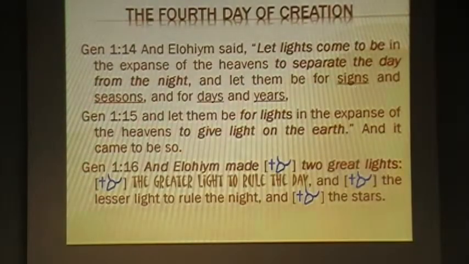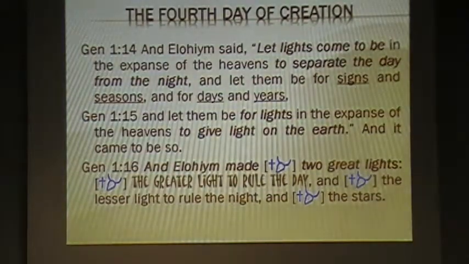So now we turn to the fourth day of creation. Genesis 1, starting at verse 14. And Elohim said, "Let lights come to be in the expanse of the heavens, to separate the day from the night." Likewise, do some research. Now, some things I didn't put for the sake of time, but if you look at that passage or that clause, to separate the day from the night, same thing to separate between the day and between the night.